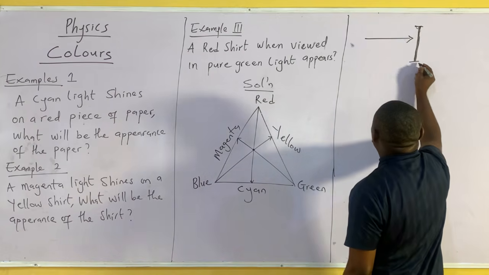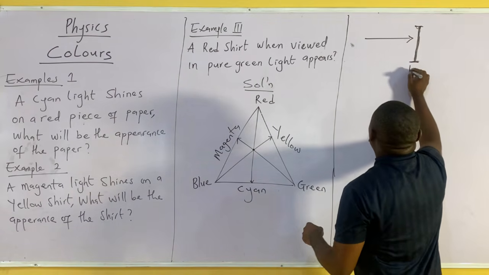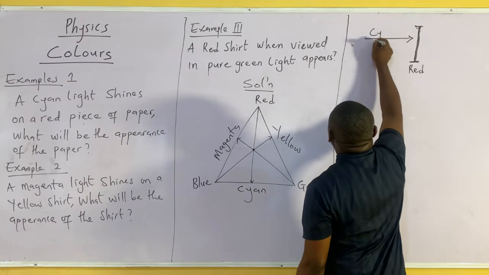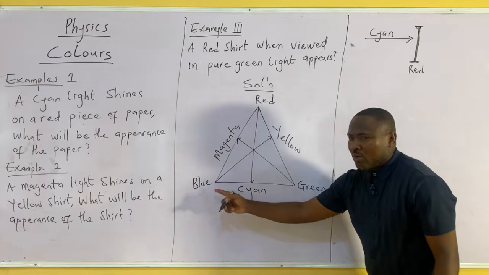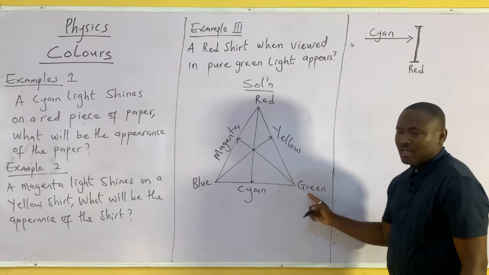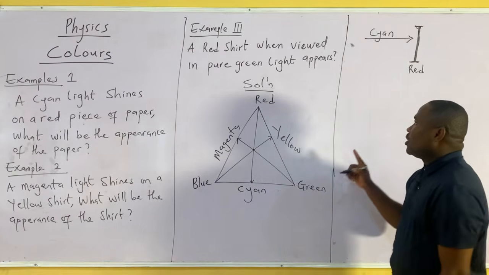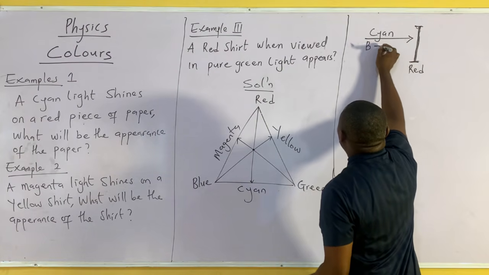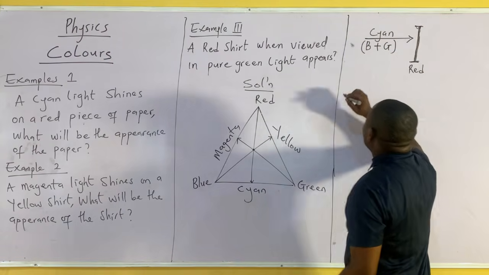What's the paper we have here? We have a red paper. So this is red. And what is coming is cyan. Now remember, what are the colors present in cyan? Blue and green makes up cyan. So I come here and I write blue plus green. That's what makes up cyan.